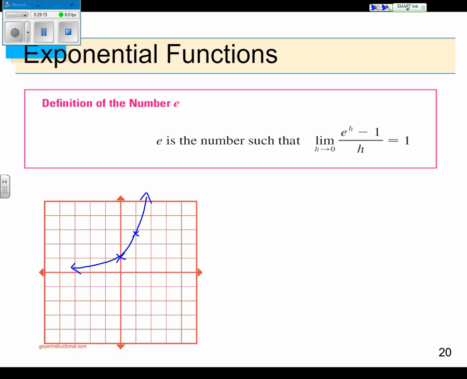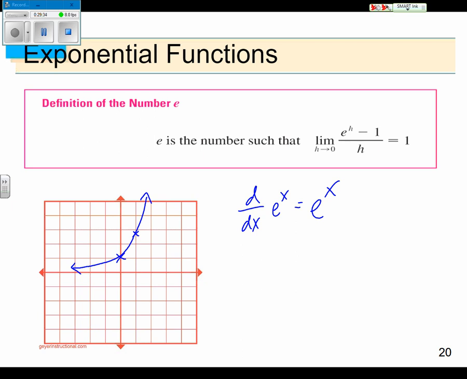Now, have you guys done your homework from the last section? Because we took the derivative of e to the x, and what did you find out? It is actually just e to the x. How nice is that?